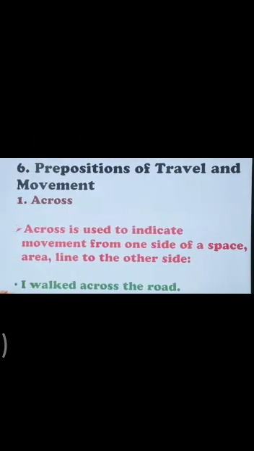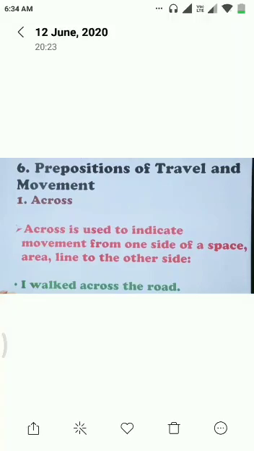Prepositions of travel and movement. First we have across. Across is used to indicate movement from one side of a space, area or line to the other side. For example, I walked across the road. It indicates movement from one side of a space or area to the other side.